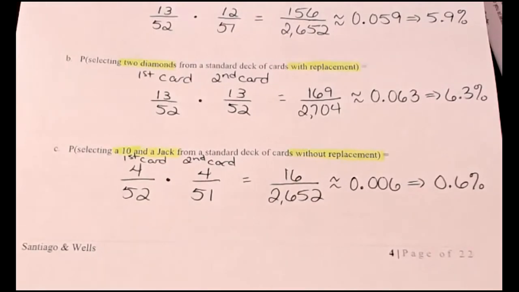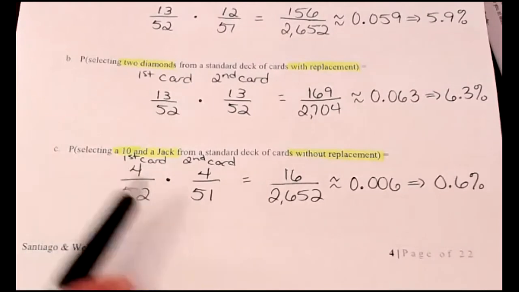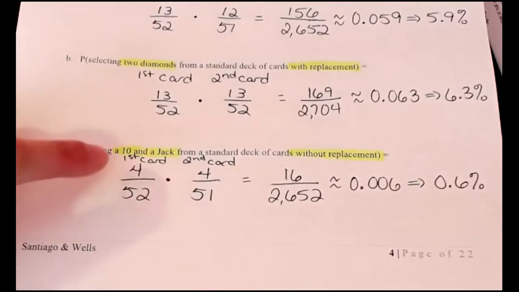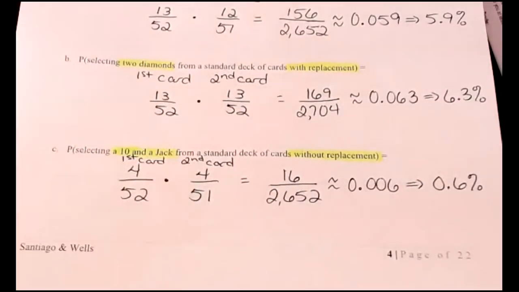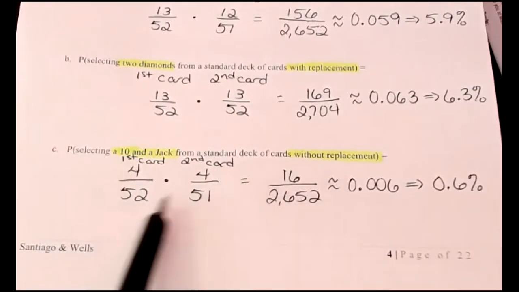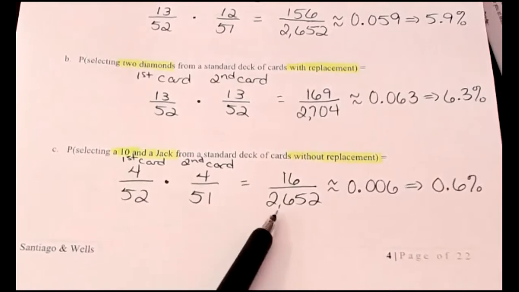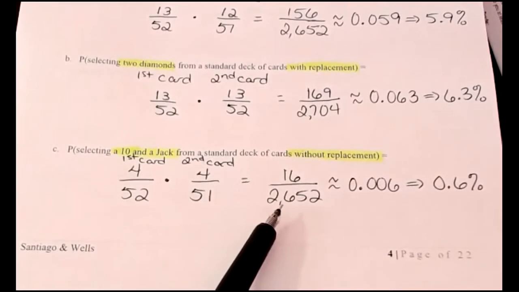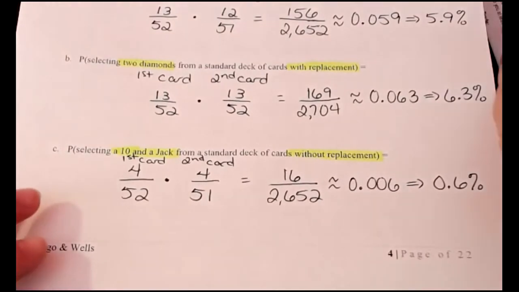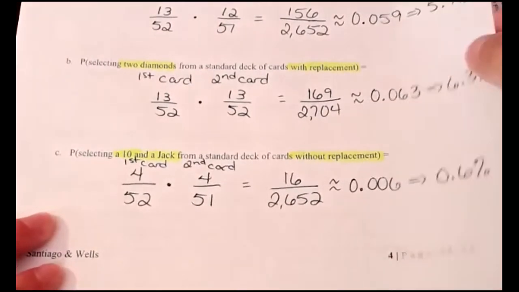Mallory, talk to me about this. What did you get for your setup? First card, second card. I had the exact same thing as you. The 4 out of 52 and then the 4 out of 52. Perfect. So if you just went left to right, 4 times 4 is 16, 52 times 51, that should give you the 2652. And then take this and divide to get that value. But you and I have the exact same values. Good. Turn the page when you are ready.